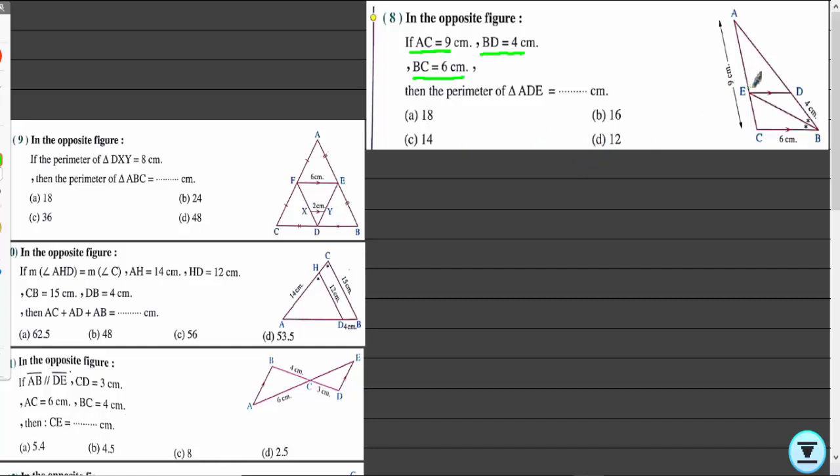First, we must calculate the length of every side of this triangle, because the perimeter of triangle AED equals the sum of its side lengths. So it is equal to the length of AE plus the length of ED plus the length of AD. Now we have ED is parallel to CB.